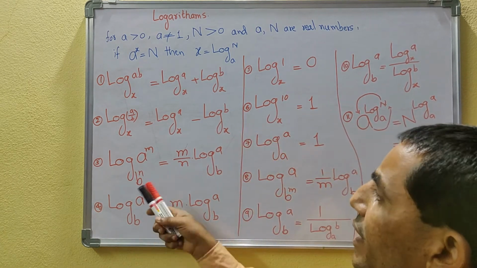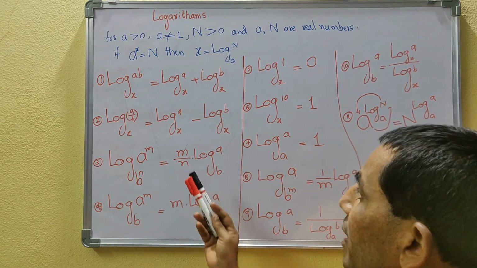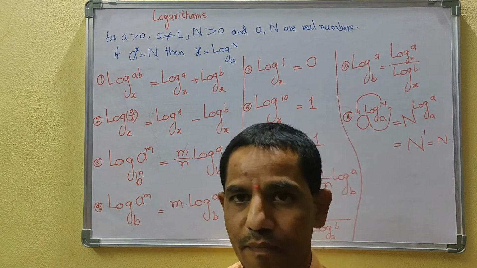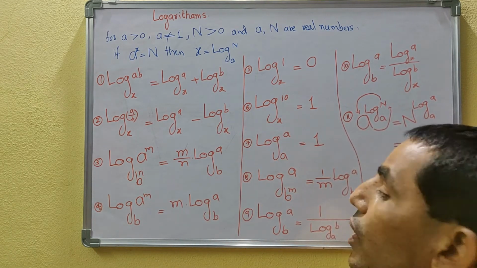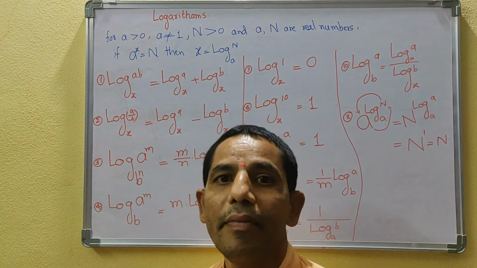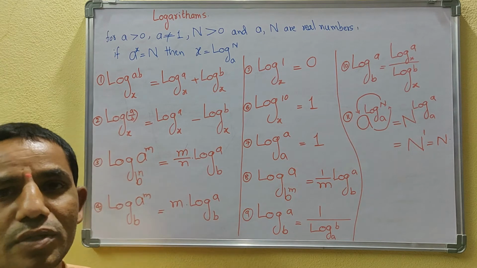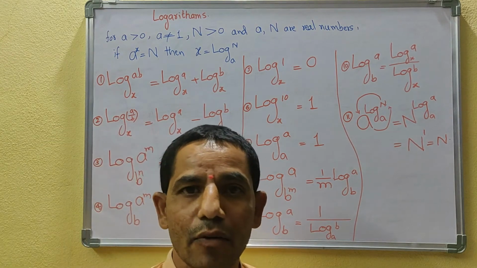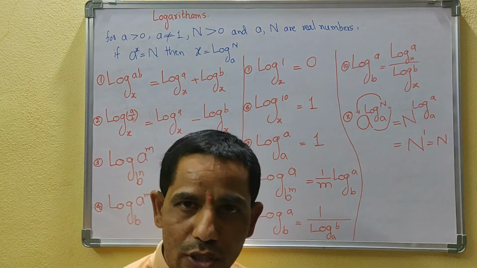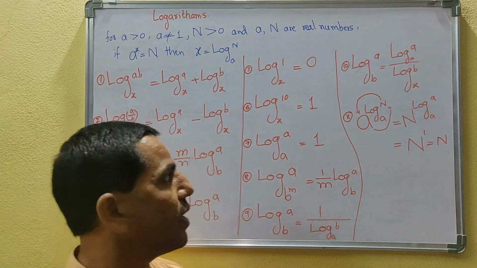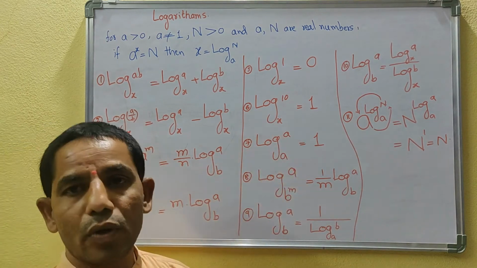Next one, log A to the power of m base B to the power of n is equal to m by n into log A base B. Next, log A to the power of m base B is equal to m into log A base B. Next, log 1 is equal to 0, simple, very easy. Log 10 is equal to 1. Next, log a base a is equal to 1.